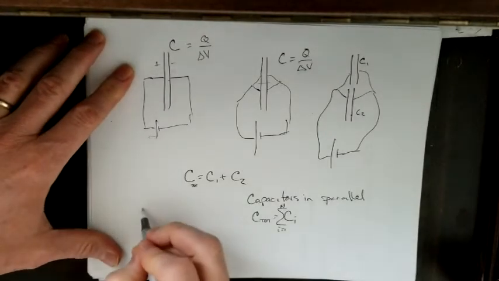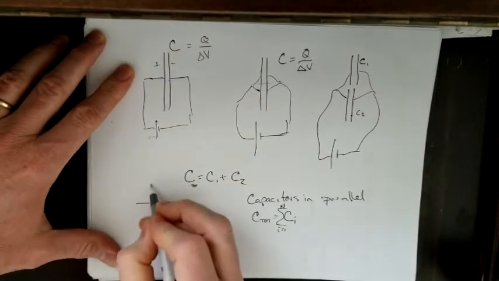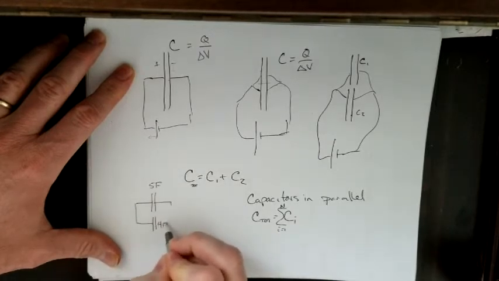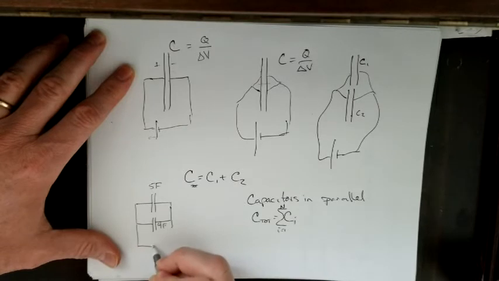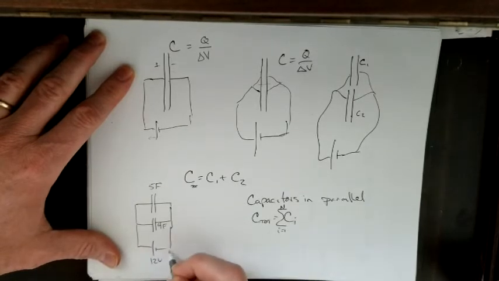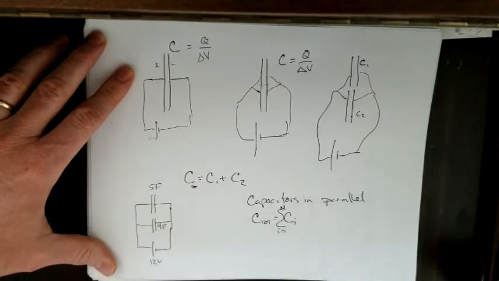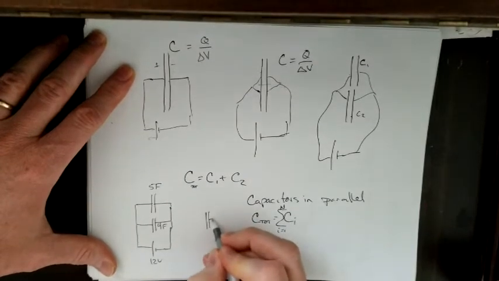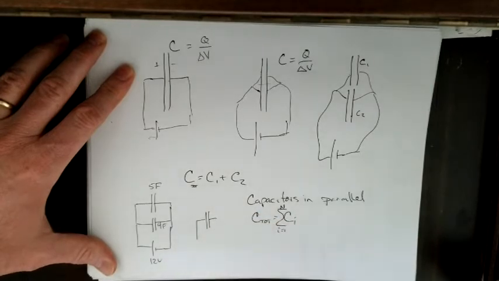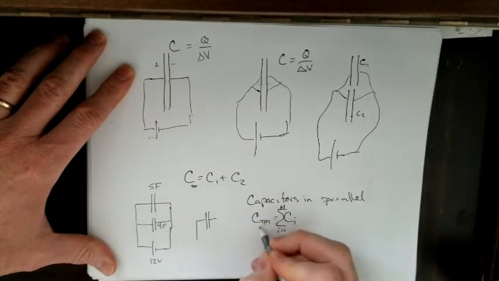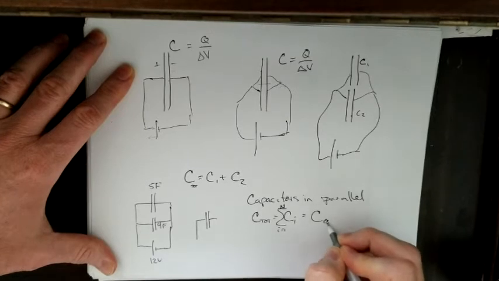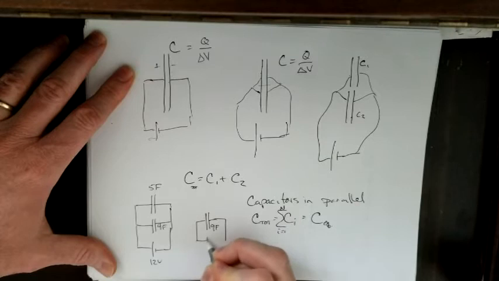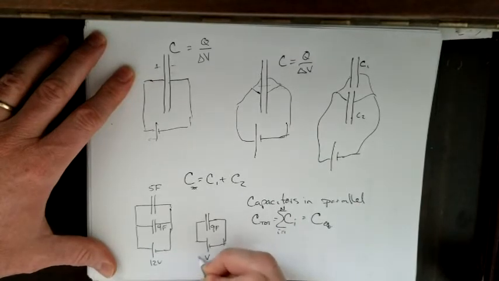So just a quick and dirty example: I have a 5 farad capacitor here, a 4 farad capacitor here, and it's hooked to a 12-volt battery. Then the total capacitance is 9 farads. So this is known as the, I said total, equivalent capacitance. So instead of writing total here, let's write C sub EQ for equivalent. So this would be like having a 9 farad capacitor and a 12-volt battery.